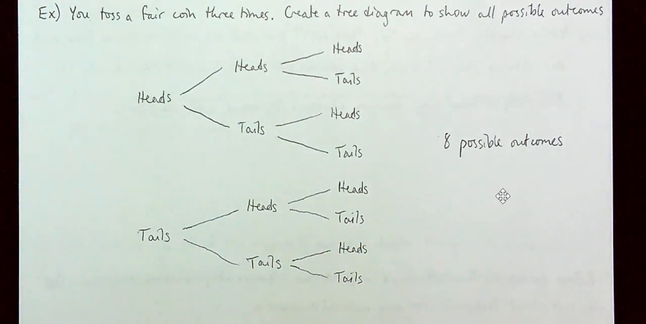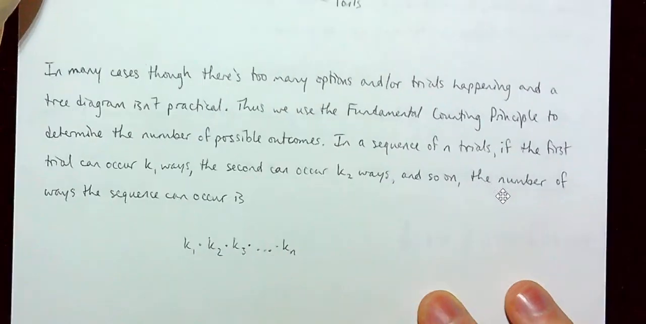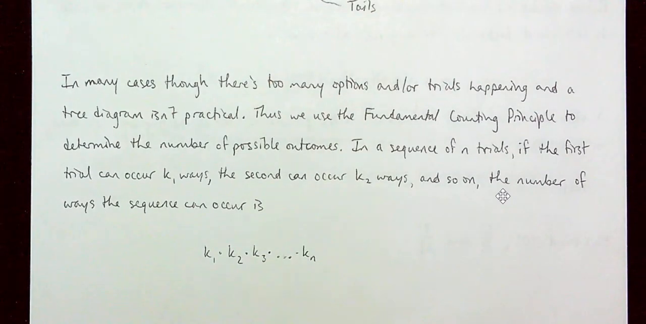We don't always have something where we can just draw a tree diagram and visualize all of the outcomes that we'll have. So how do we sort of accomplish the same task of figuring out the number of possible outcomes in our sample space when we don't have a nice situation like this? As I just said, in many cases there's too many options and or trials going on, and a tree diagram just isn't practical. Thus, we use something called the fundamental counting principle to determine the number of possible outcomes for a sample space.